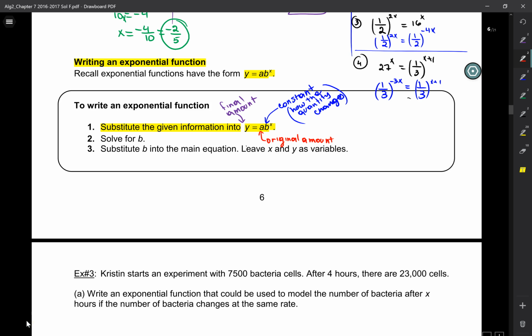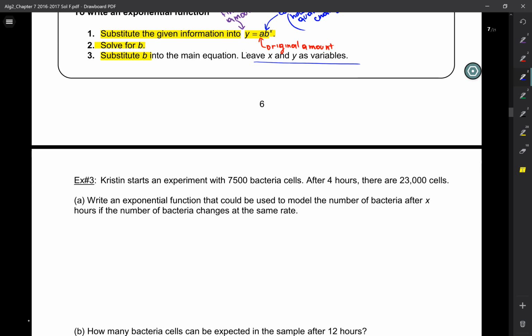So what we're going to do is substitute the given information. We're going to solve for b. And then we're going to substitute b back into the equation, but this time leaving x and y as the variables. All right, so let's do one and we'll see.